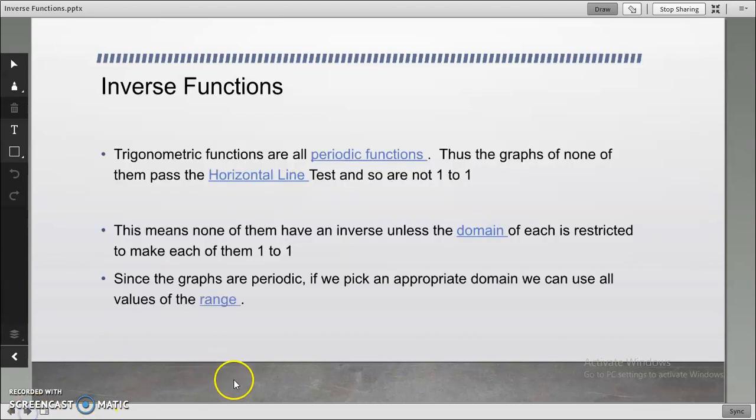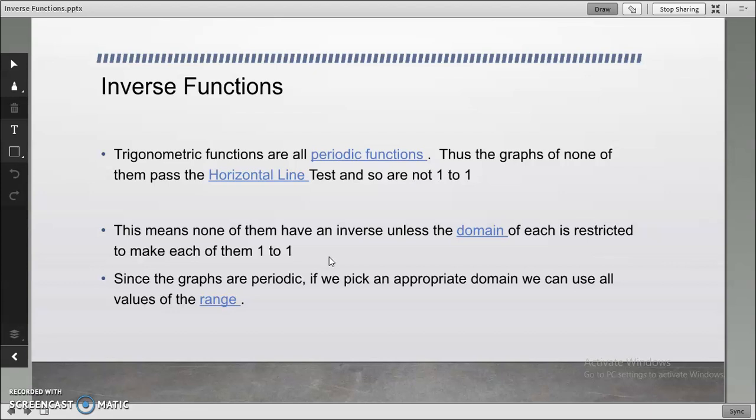So then we deal with trig functions, right? Inverse trig functions. Trigonometric functions are all periodic functions, and we know that. Thus, the graphs of none of them pass the horizontal line test, so they're not one-to-one. This means none of them have an inverse unless the domain of each is restricted to make them one-to-one. So we can only deal with inverse functions if we restrict our domain.